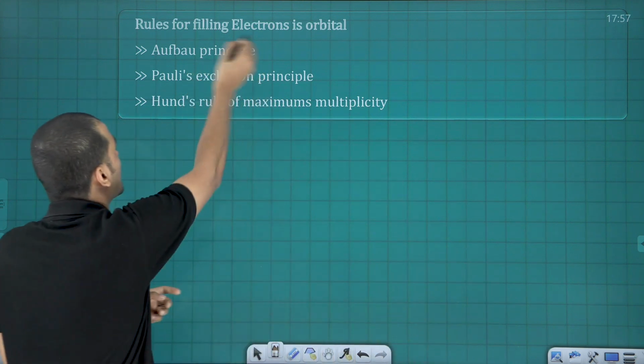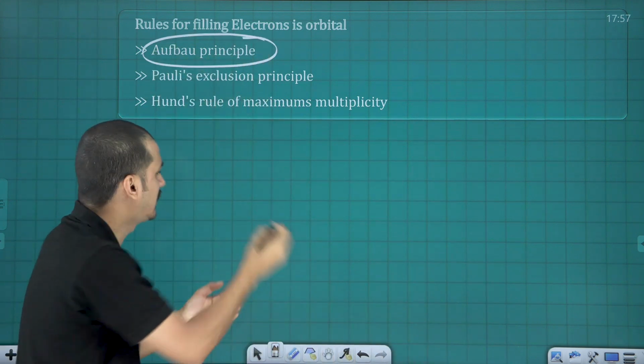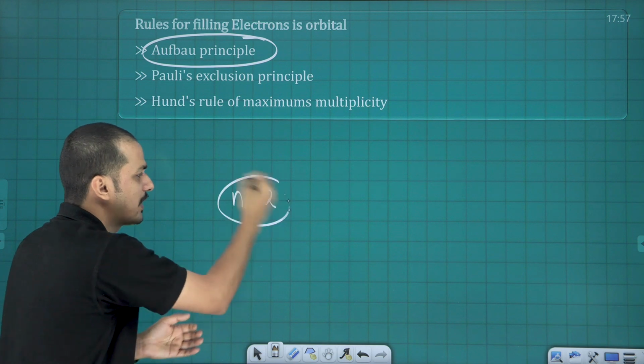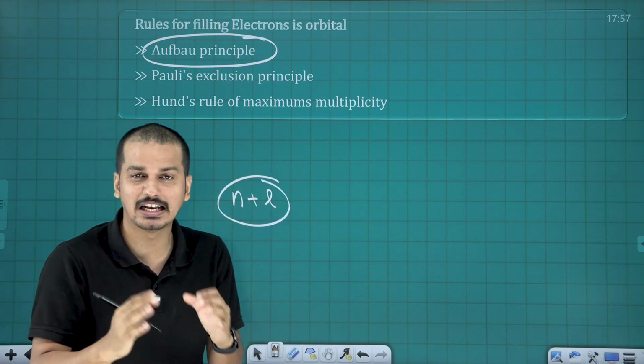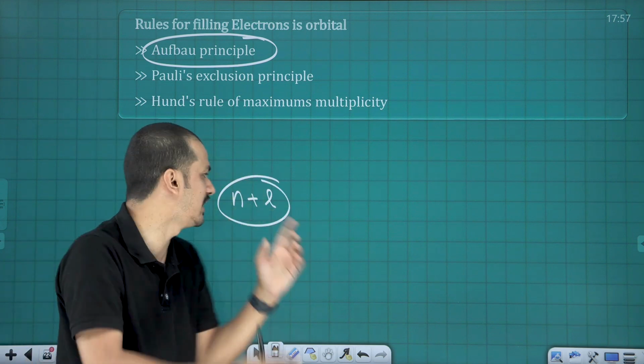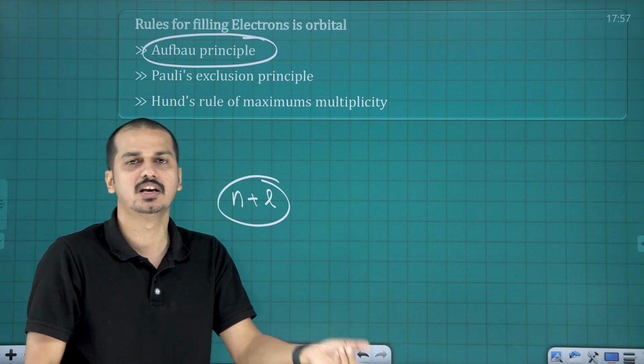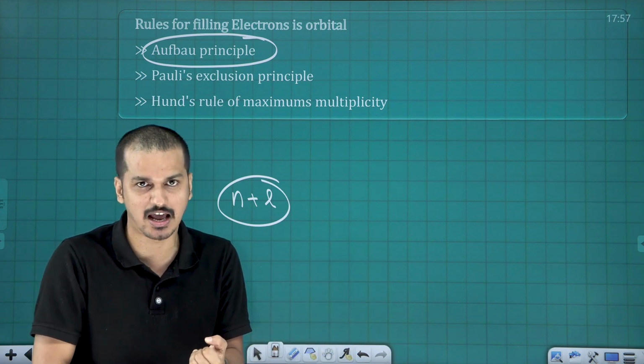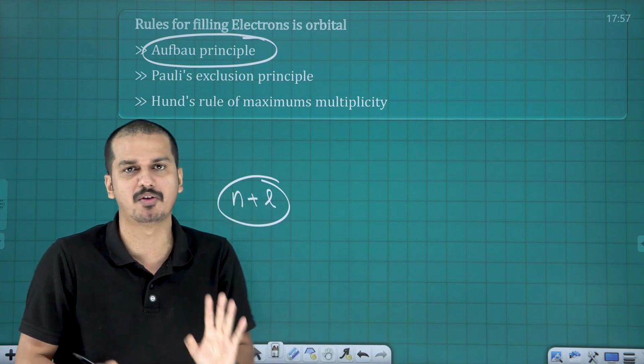Or else, by using the same technique, we are telling it in terms of the N plus L rule. The N plus L rule says that electron filling takes place in the increasing order of their N plus L value. If two orbitals have the same N plus L value, the lower N value will be filled first.